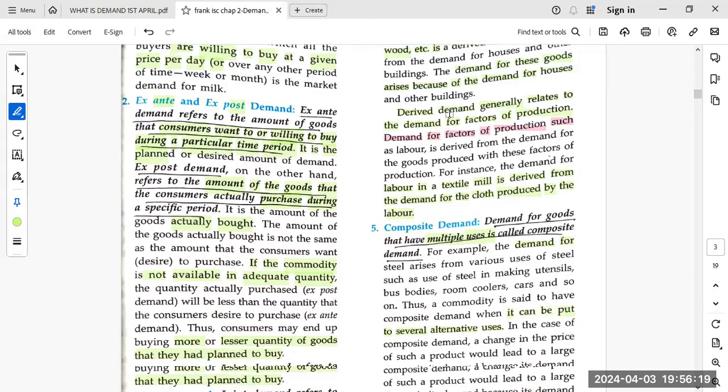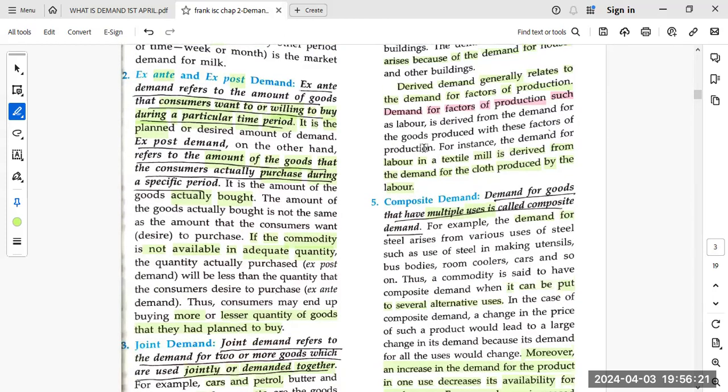Now coming to composite demand. Here the keyword is multiple. Demand for goods which have multiple uses is called composite demand. For example, milk. What are the items which you can make out of milk?